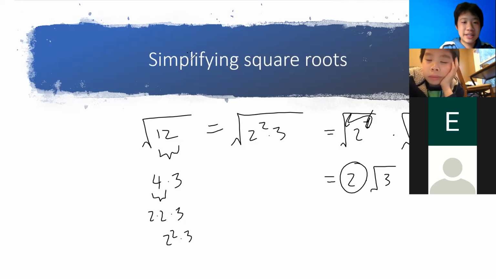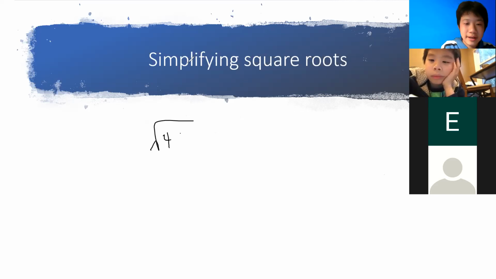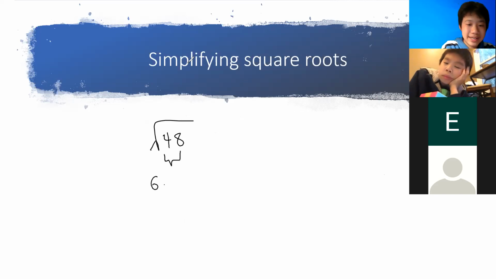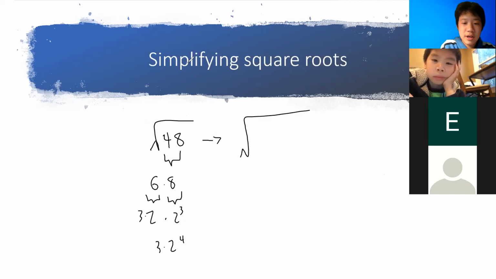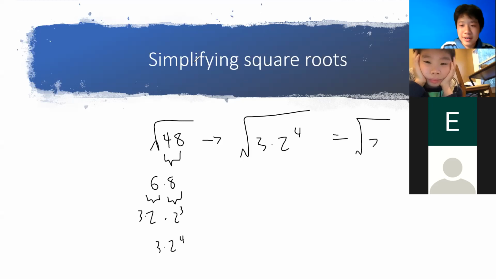So another example I could give is the square root of 48. Let's first prime factorize it. 6 times 8. The 6 turns into a 3 times 2. The 8 turns into 2 to the third. Now we have 3 times 2 to the fourth. As we can see here, 2 to the fourth is a perfect square. So we can split this apart to 2 to the fourth, and then 3, right?